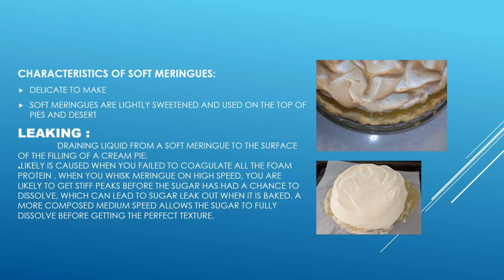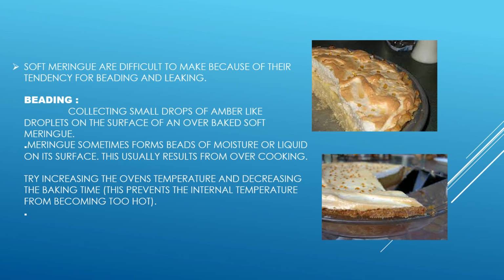What happens when you whisk meringue on high speed? You are likely to get stiff peaks before the sugar has had a chance to dissolve, which can lead to sugar leaking out when it is baked. A more composed medium speed allows the sugar to fully dissolve before getting the perfect texture. Soft meringues are difficult to make because of their tendency for beading and leaking. Since soft meringues have less sugar, they are a little difficult to handle, and they have a tendency to produce beads and leak.